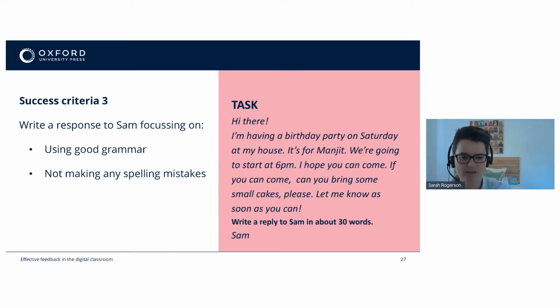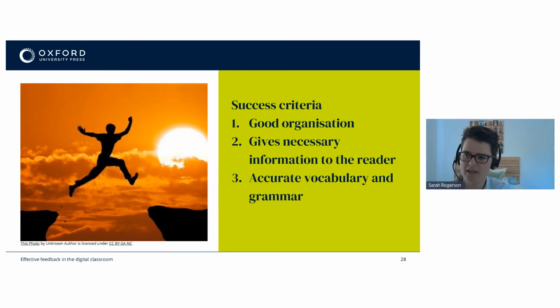So I've prepared one that I think is a little bit better, and I've put these success criteria here. The success criteria now are good organization, gives the necessary information to the reader, accurate vocabulary and grammar. So this is an example of maybe some slightly better success criteria. It depends on what you're teaching, it depends on what your learning intentions are, but I set the learning intentions early. So here are some examples of some much better success criteria.